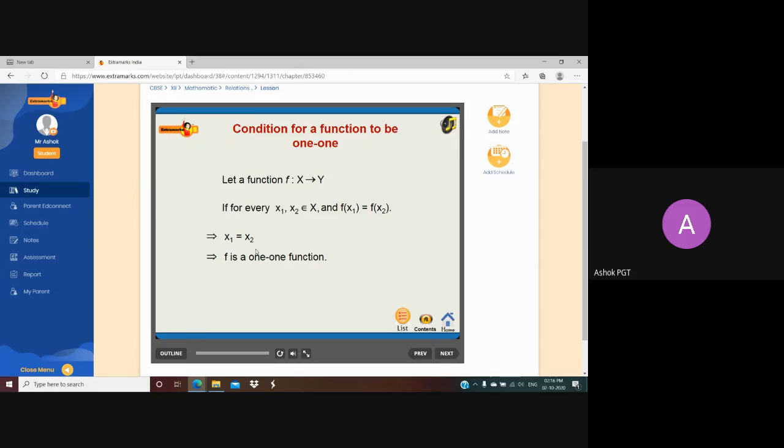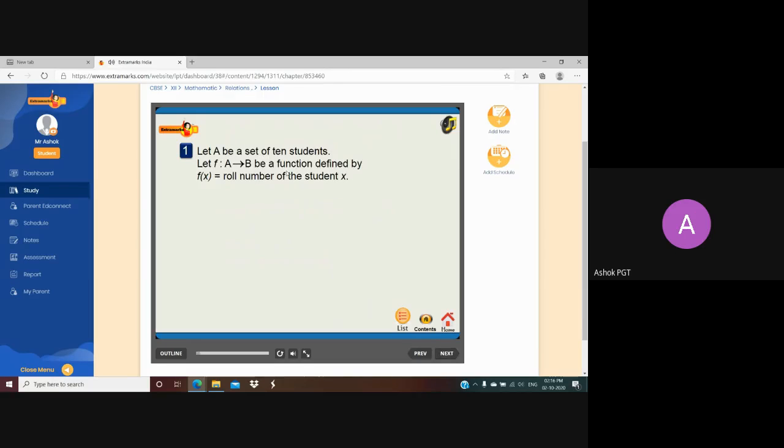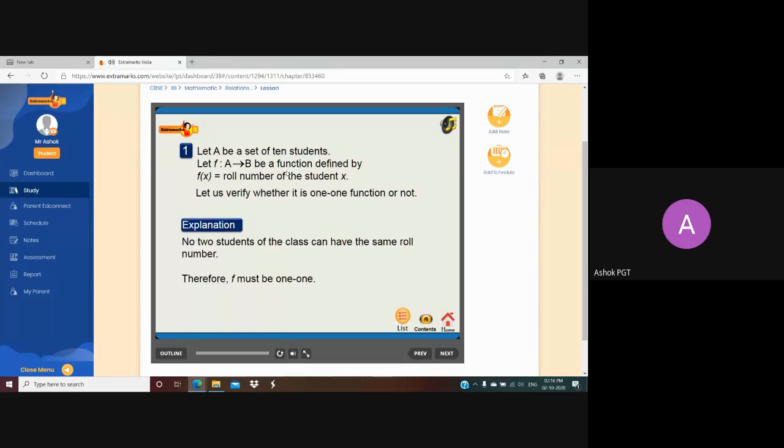All these concepts were learned by you in 11th standard. You just need to recollect them. Let A be a set of 10 students. Let f be a function from A to B defined by f(x) equal to the roll number of the student x. Let us verify whether it is a one-one function or not. Observe that no two students of the class can have the same roll number. Therefore, f must be one-one.